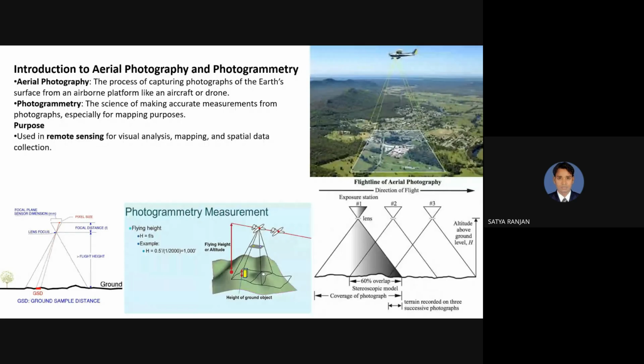Photogrammetry is the science of making accurate measurements from photographs, especially for mapping purposes. So you get accurate photography, and for different uses we also use aerial photography. But it has some unique phenomena like this. Each flight, suppose this is the area which is captured at a time.